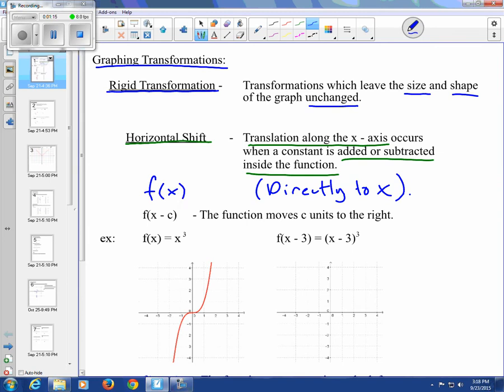So let's say we've got a function f of x, defining some graph, and we see the constant c subtracted within the function f directly from the x value. We would say that this would take the function and move it c units to the right. Now this might be a little counterintuitive because the right is the positive direction and we are subtracting within the function. Let's take a look at what's happening here.